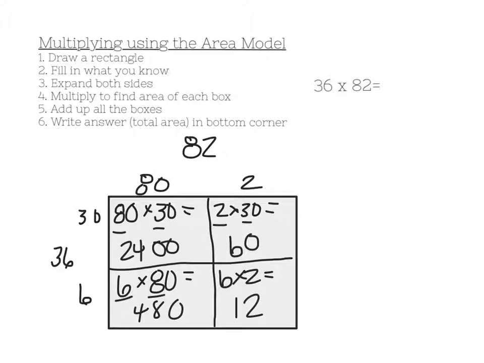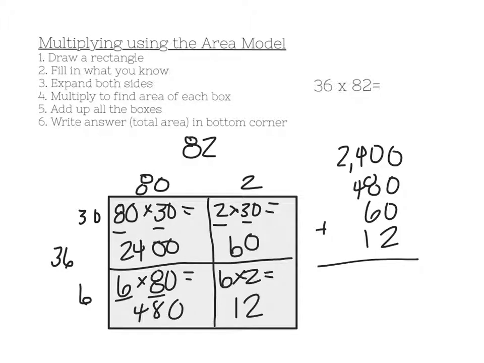Now I have to add up all the boxes. So on the side, I'm going to do 2,400, 480, 60, and 12, and add them up. So on the ones I have 2, in the tens place I have 15, carry the 1. The hundreds I have 9, and my thousands I have 2. So my area is 2,952 for the total.